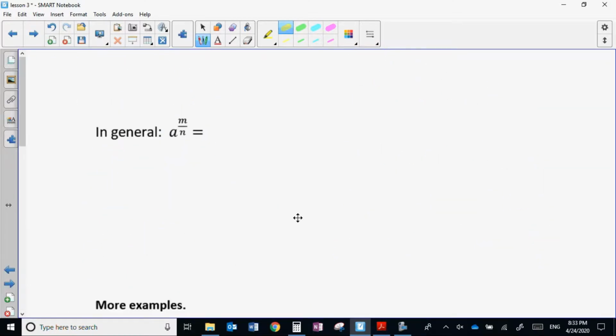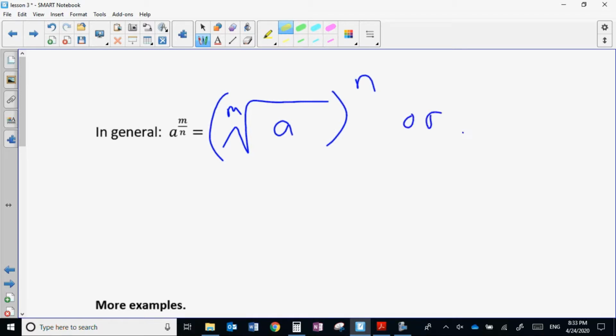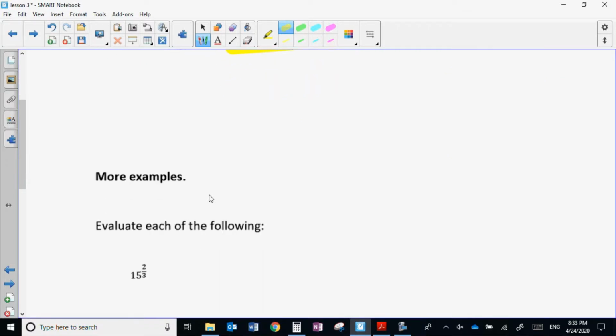We say that a to the power of m over n is the nth root of a all to the power of m. Now, as it turns out, that's actually the same as doing the nth root of a to the power of m as well. So you can use either of those. They're both going to give you the same thing. Let's take a look at some other examples.